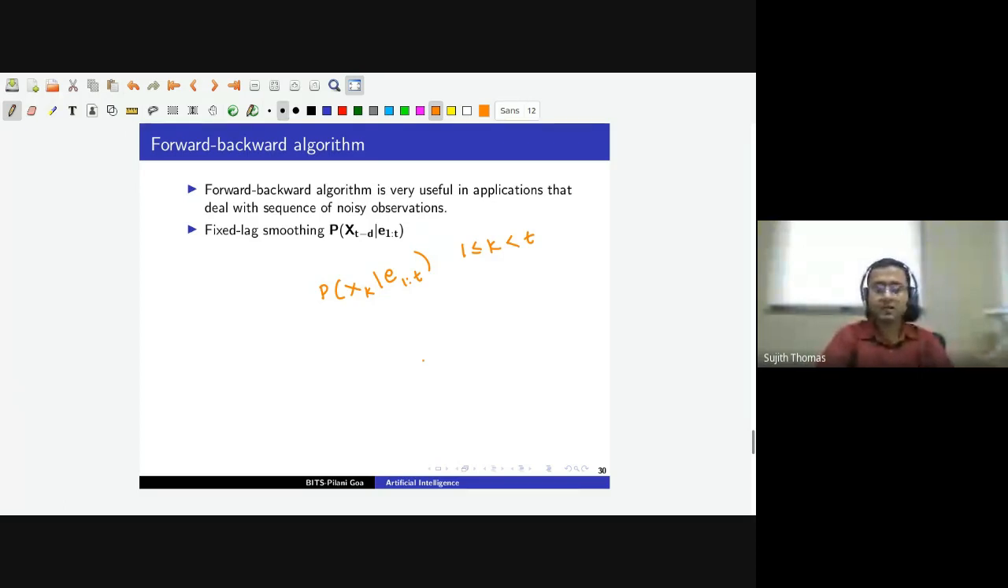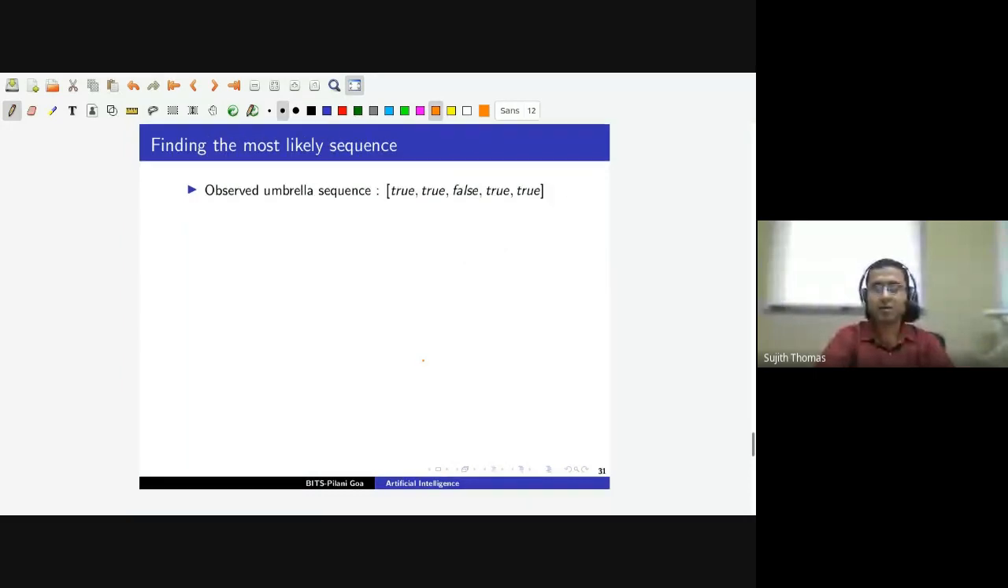So today we will look at the last inference that we will be doing with the hidden Markov model, which is finding the most likely sequence. So suppose we observe the following sequence of evidence variable values. So the umbrella is true on the first day, on the second day, and it is false on the third day, and so on. Now the question is, what weather sequence is most likely to explain the observed data?